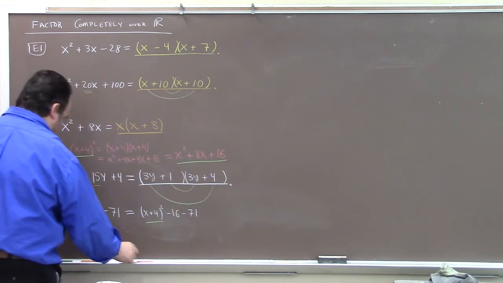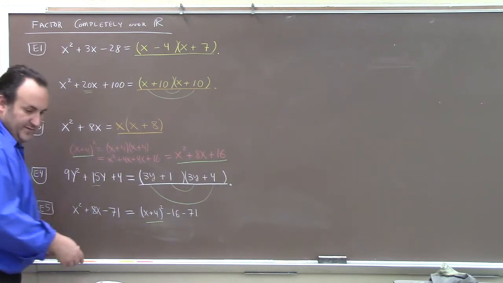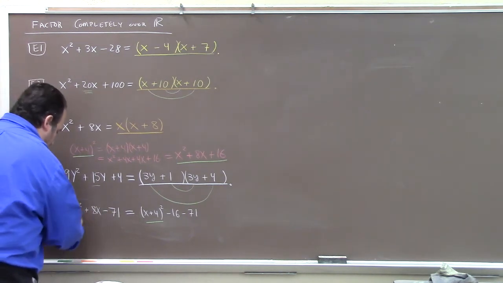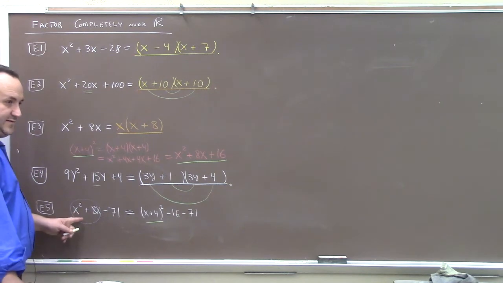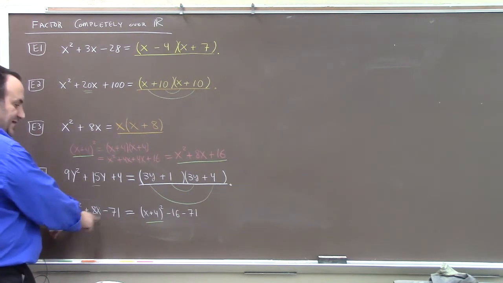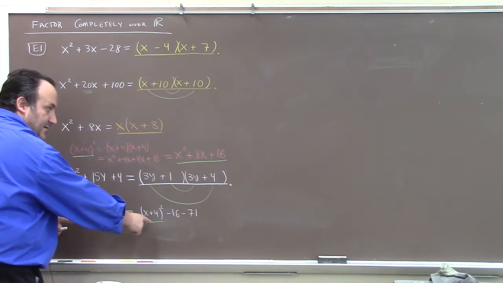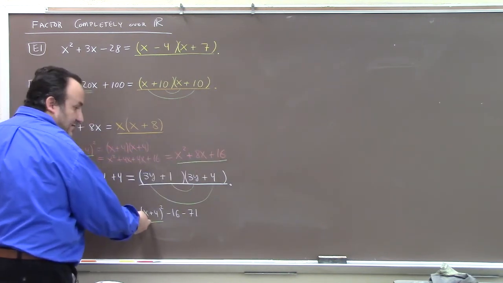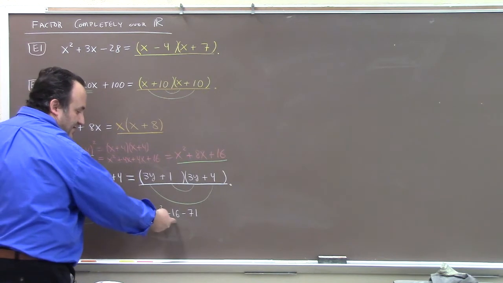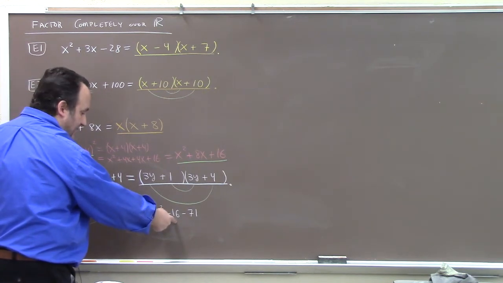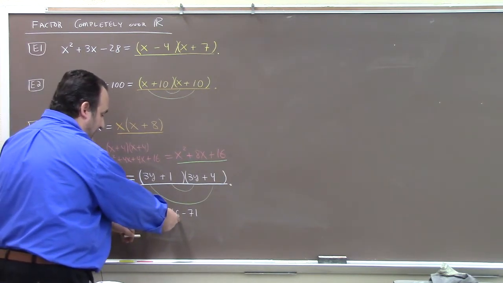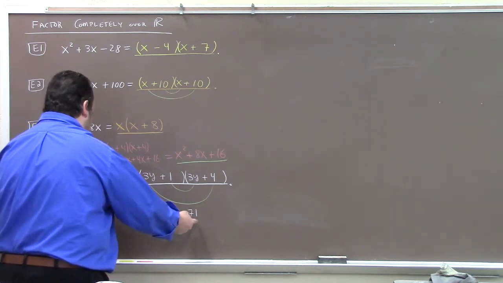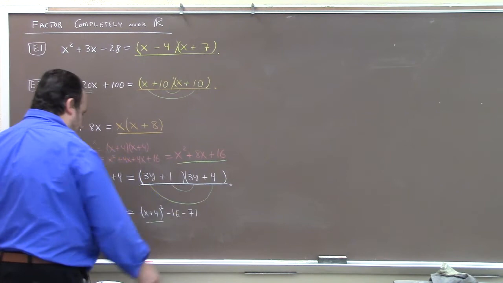What do we have? We don't have all that, right? We've got only what to start with? We've only got this x squared plus 8x, right? So if I trade x squared plus 8x for x plus 4 squared, I'm actually adding 16 by writing that. So to be fair, I subtract 16. Now everything's even Steven. But minus 71.